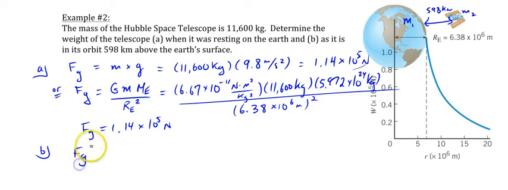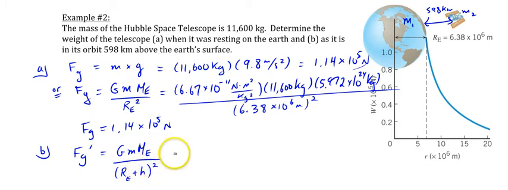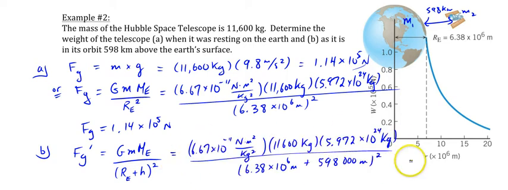The new force of gravity, which we'll call Fg prime, would be G times the mass of the telescope times the mass of the Earth, divided by, now the telescope is no longer at a distance of the radius of Earth, but at the radius of the Earth plus the altitude of 598 kilometers, and that quantity is squared. Now let's substitute in our values. Notice I had to change 598 kilometers to 598,000 meters, so that our units all cancel out. The meters squared here cancel with the meters squared down below. Go ahead and compute that on your calculator.